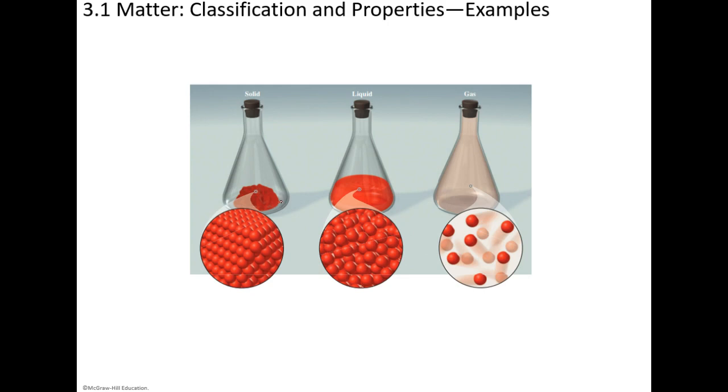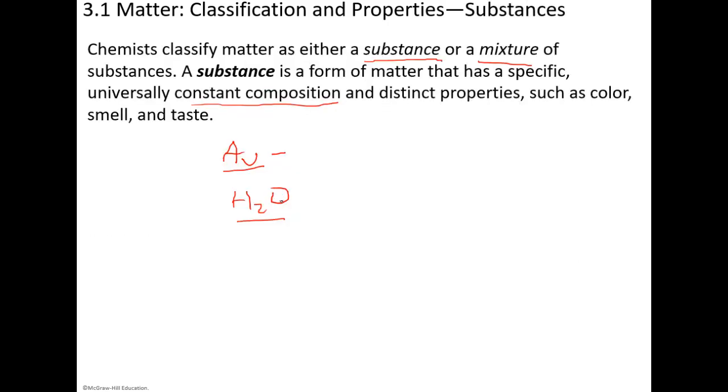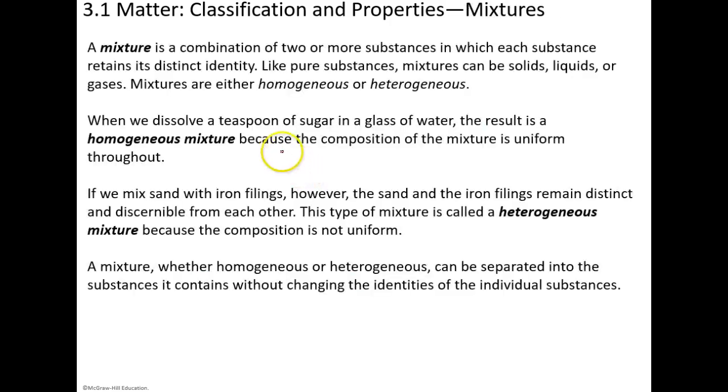All right, and then you have a mixture. This is a little bit out of order, so we'll just kind of go out of order. The other one is a mixture. A mixture is a combination of two or more substances, like salt water is an example, or saline. Saline is a mixture of two pure substances, sodium chloride and water.